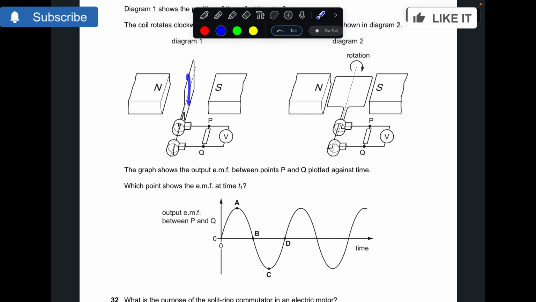Okay, if this is the starting time, there we have. And whenever the coil is vertical, the EMF is 0. And when it is horizontal, you will have a maximum EMF. Okay, so this will be the option simply because this is the first peak.